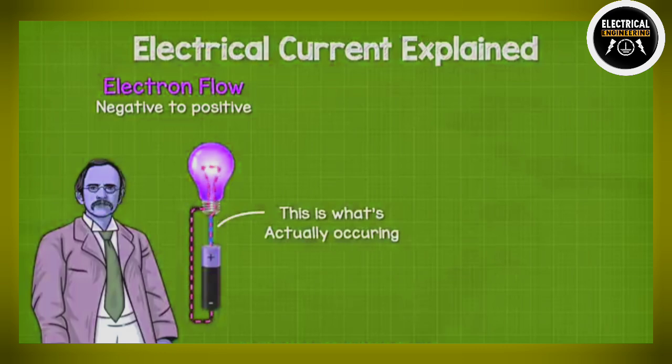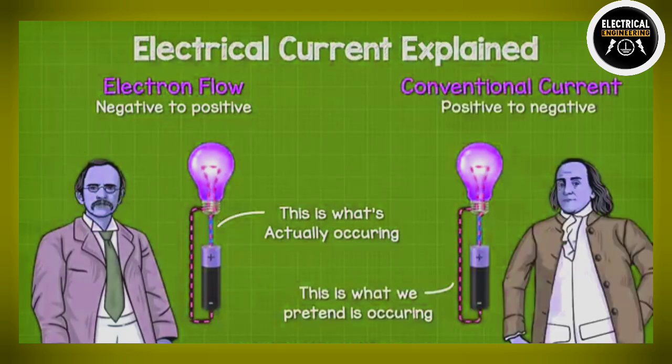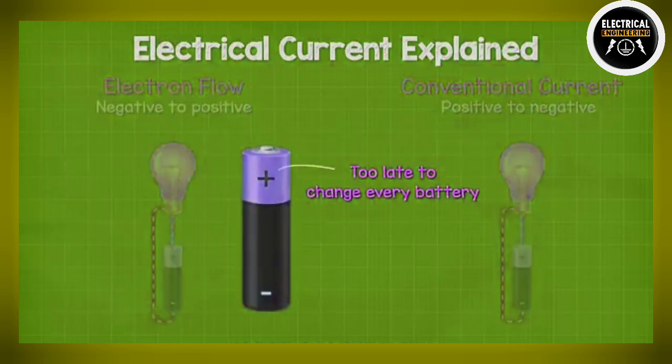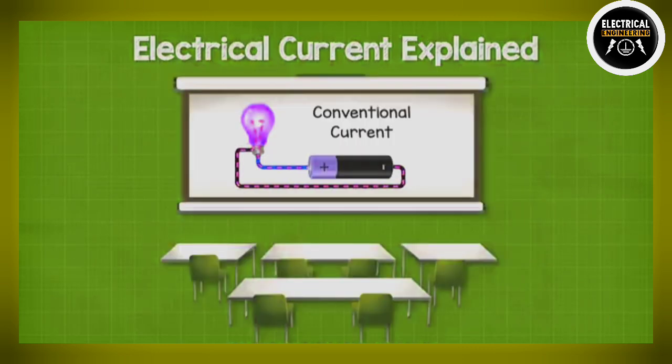And so what's actually occurring is electrons are flowing in a circuit from the negative to the positive terminal, and not the positive to the negative. However, it doesn't really matter what's moving inside the wire or in which direction, because the electrical engineering formulas we use do not take this into account, so they will still come out with the same answers. It's also a little bit too late now to change the names of the terminals of all the batteries in the world. So everyone just kind of ignores this and we continue to teach and use conventional current.